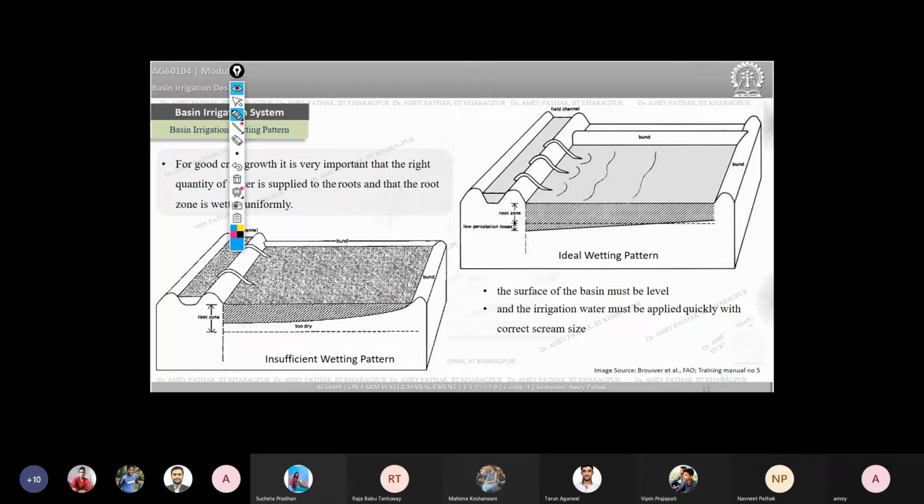Whereas in this case, you can see this root zone depth is uniformly wetted, not only at the inlet, not only at length equal to 0, but at length equal to L as well.